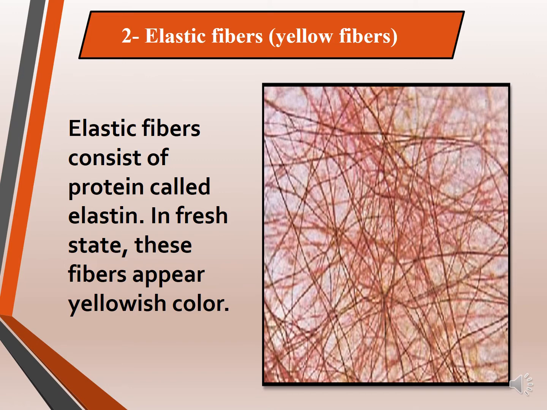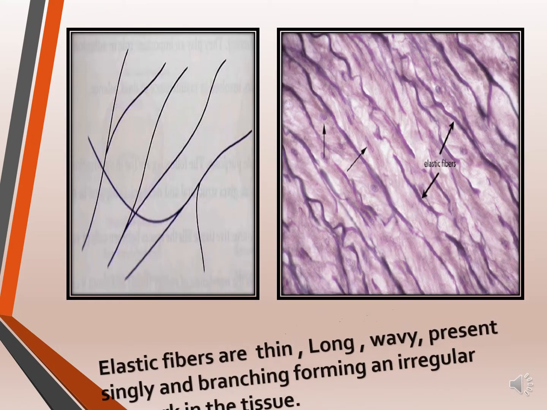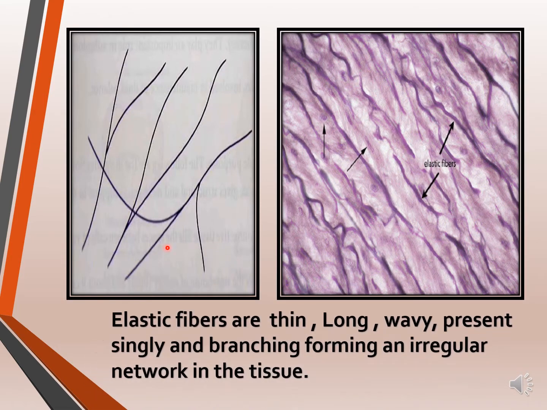Elastic fibers, which are also called yellow fibers, consist of a protein called elastin. In a fresh state, these fibers appear yellowish in color, therefore they are called yellow fibers. The characteristic features of elastic fibers are that they are thin, long, wavy, present singly, and branching to form a regular network in the tissue.